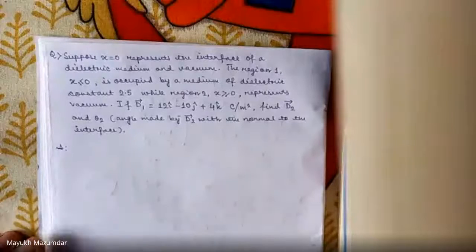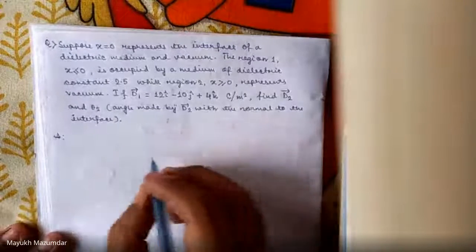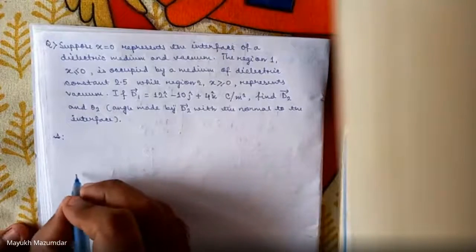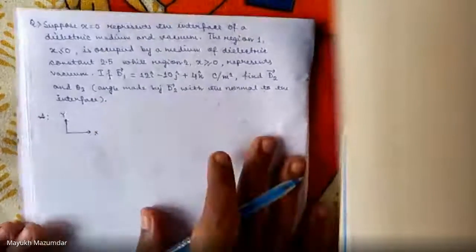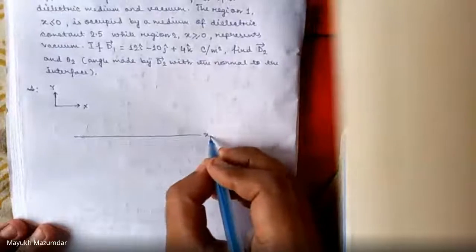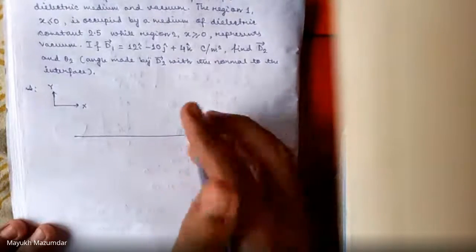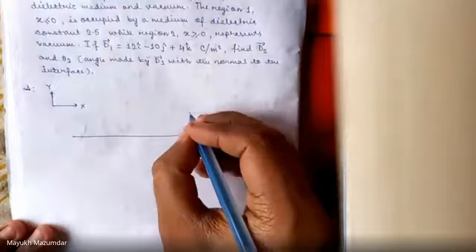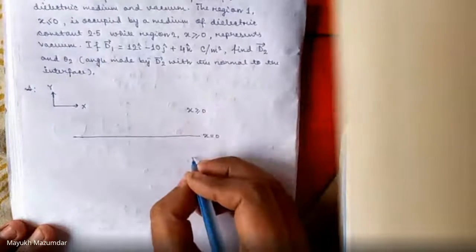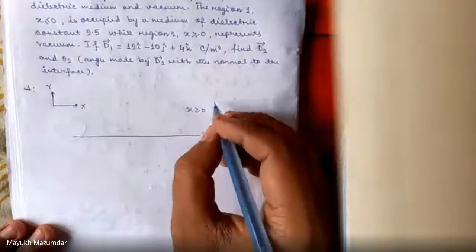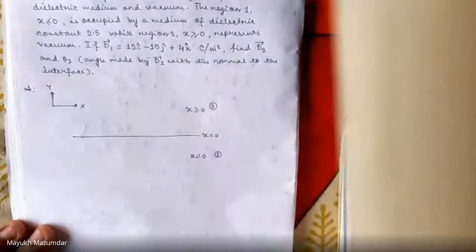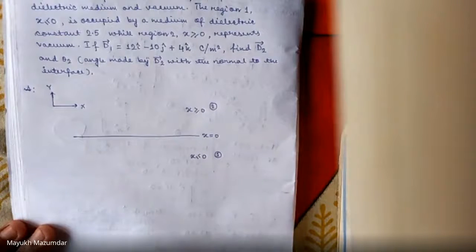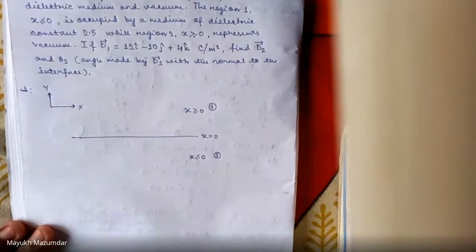Fine. Try to understand the picture. Suppose I'm taking the normal Cartesian coordinate system. So this is x equal to 0, that's the boundary. This above surface represents x greater than or equal to 0, and below is my region 1. This is my region 2. So region 2 is vacuum, and region 1 is a dielectric medium.